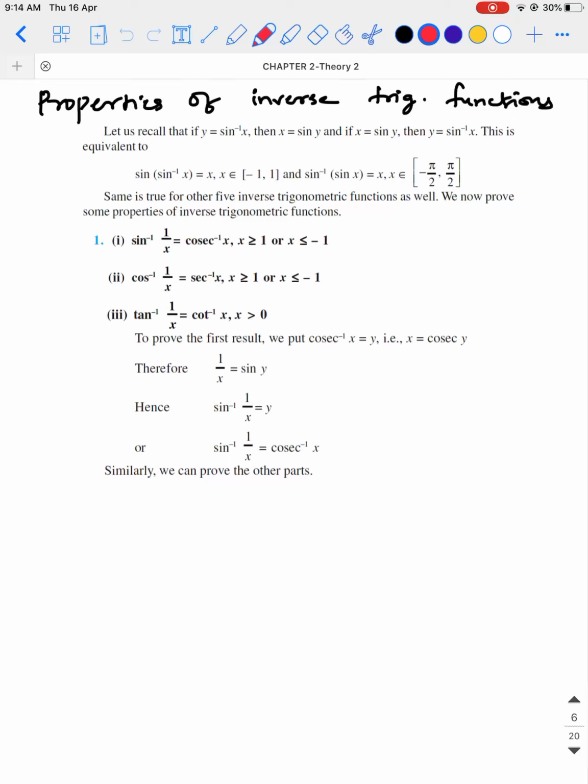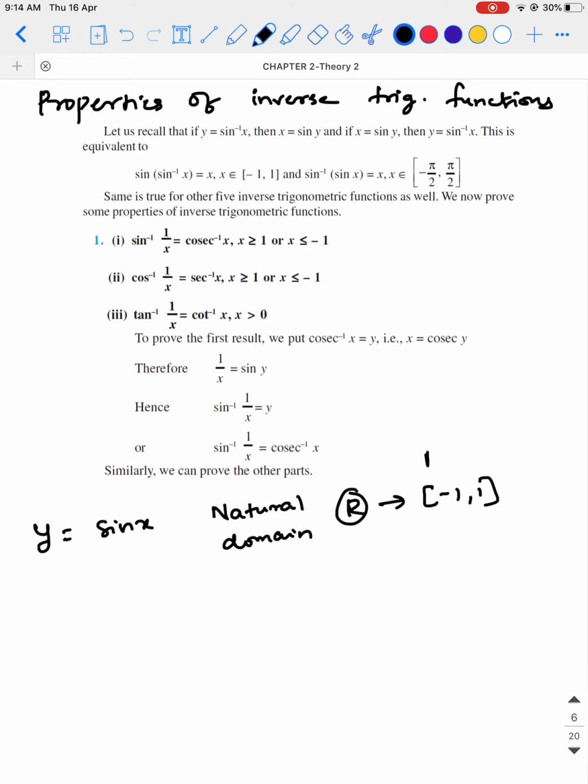Now we will discuss the properties of inverse trigonometric functions. So before that, let's recollect certain facts about the inverse trigonometric functions. Now, suppose we have the function y equals sin x. The natural domain, as we have already discussed, is R, and the range is minus 1 to 1.